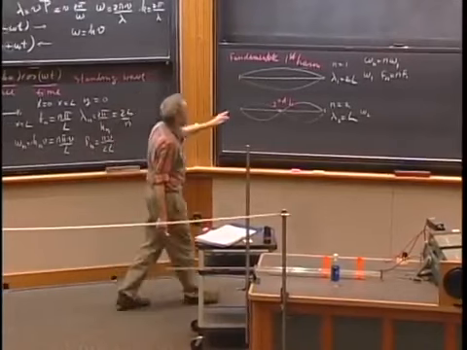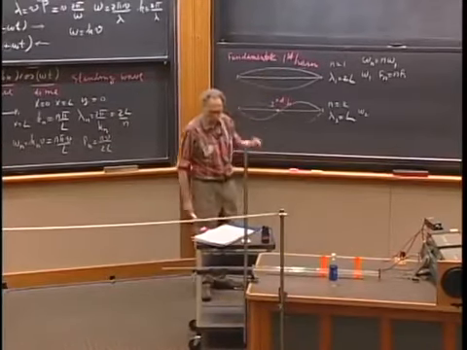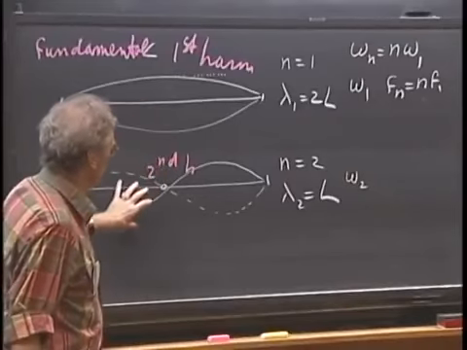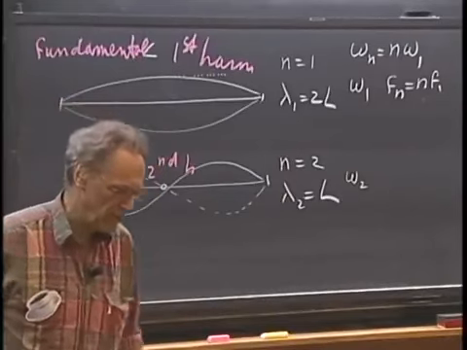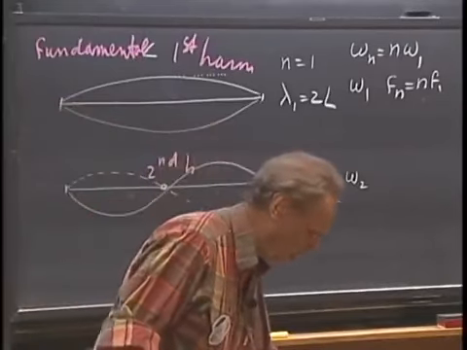So if the lowest frequency in this mode were 100 hertz, then the second harmonic would be 200 hertz, the third harmonic would be 300 hertz, and so on.